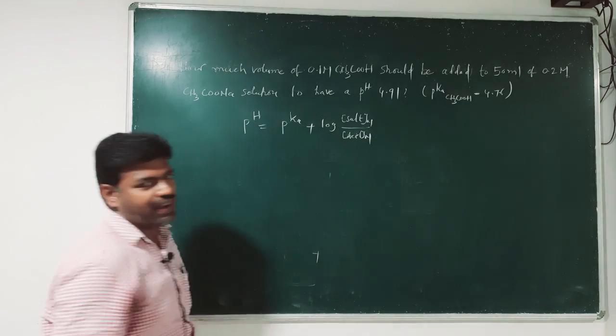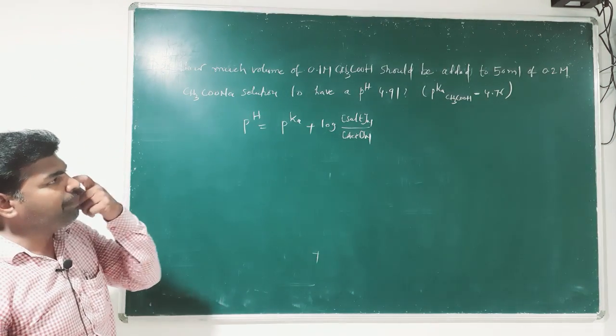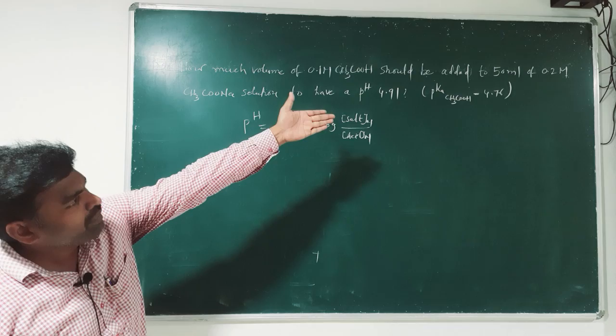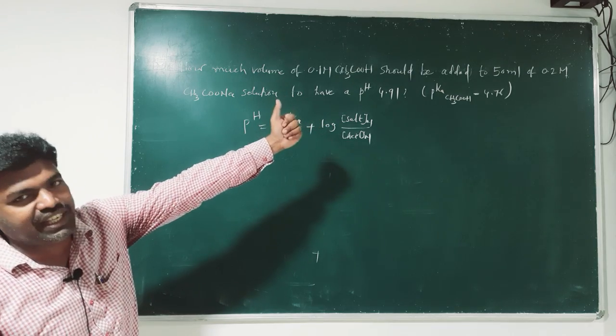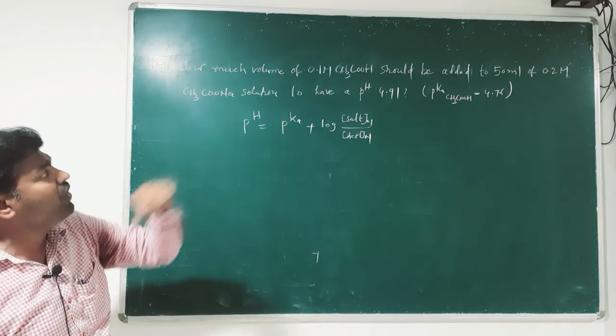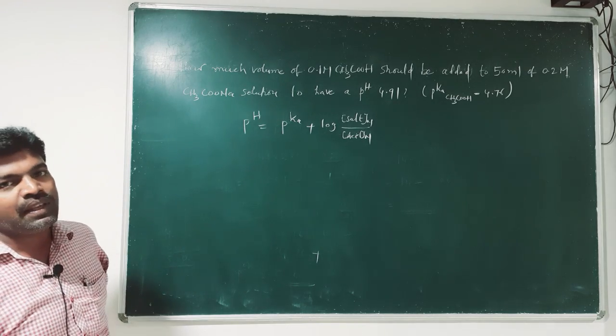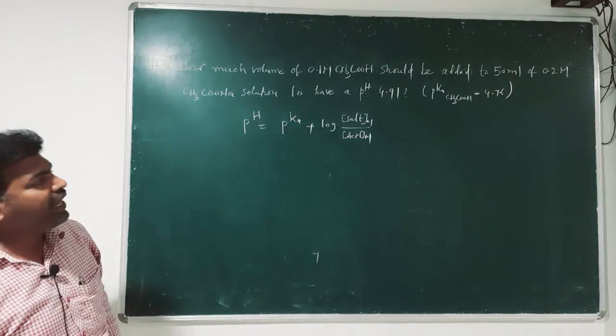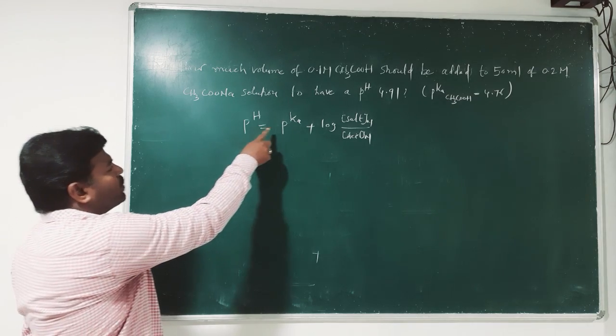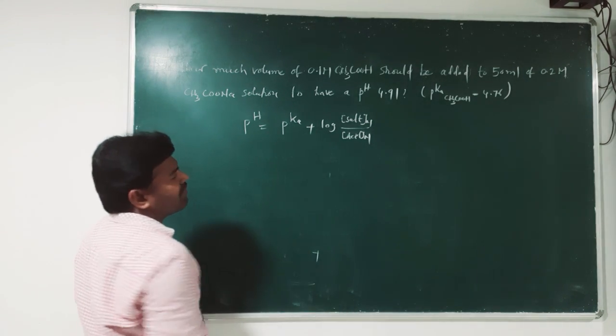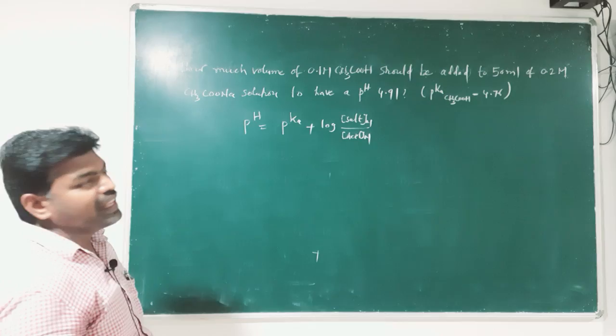Log concentration of acid. How would I know the formula? Because they give the pK of acetic acid and the pH of the buffer solution. So pH is equal to pKa plus log concentration of salt by concentration of acid.